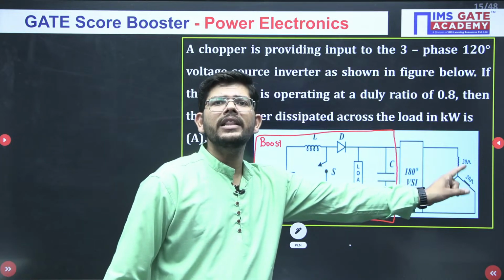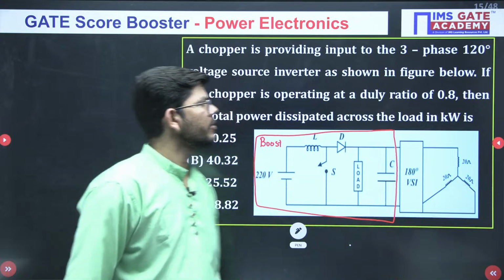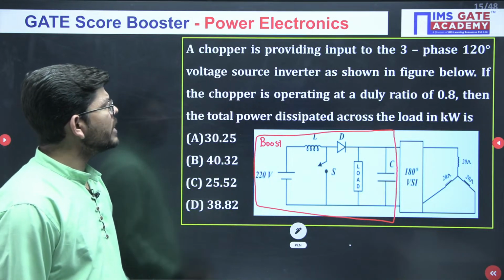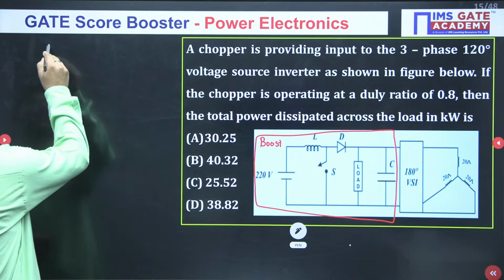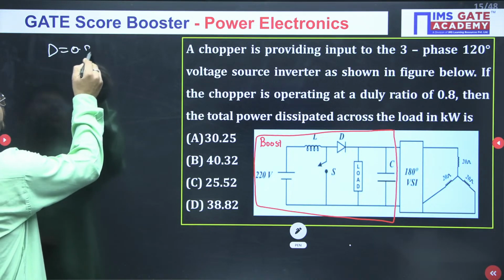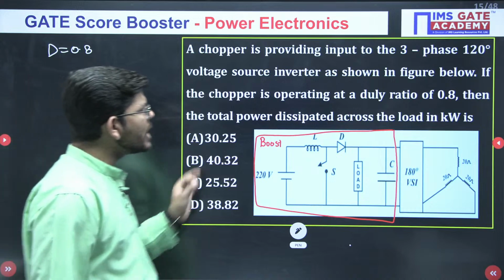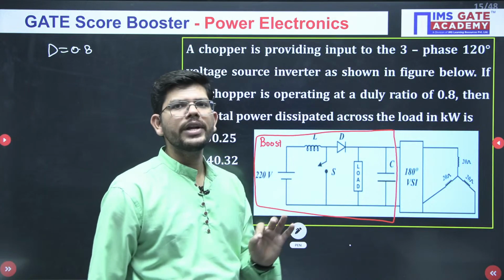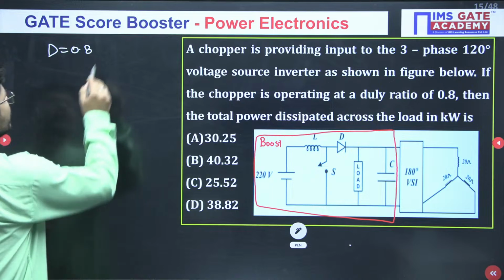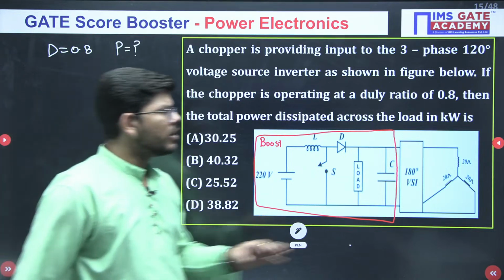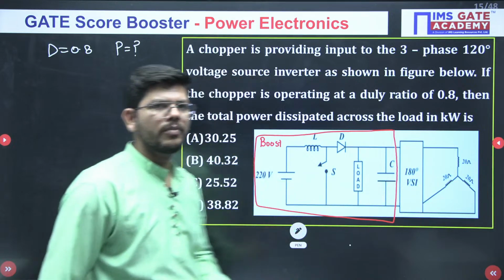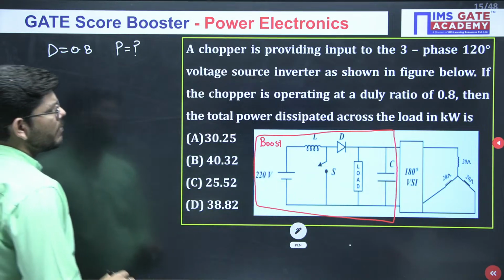Load is star connected and the value is 20 ohm per phase. Chopper is operating at a duty ratio of 0.8. Let me write this: the duty ratio for chopper is 0.8. Then the total power dissipated across the load will be what? Again, we have to find the power dissipated across the load. Load is star connected, not at all a problem. So what do we have to do?